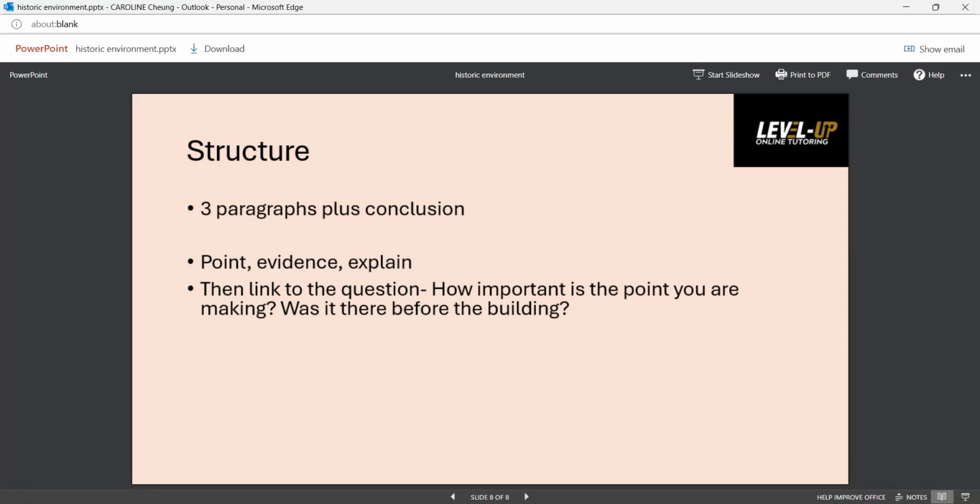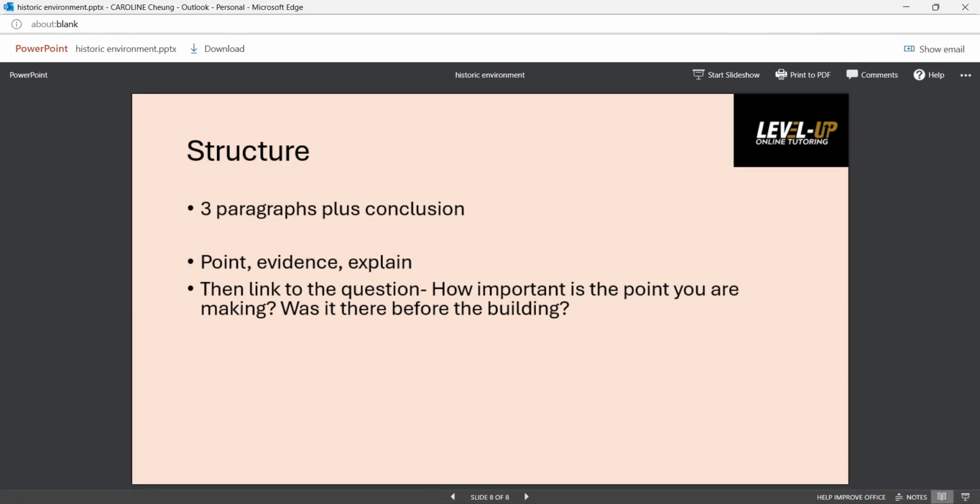So if you're talking about Hardwick Hall and you're saying, oh, it was built to show the power and the wealth of the person who lived there. Did people use buildings to show power and wealth before? Well, yes, they do, but nowhere near to this extent. The houses before that much, much smaller. Therefore, that is a really strong point. So just something to have in the back of your head.